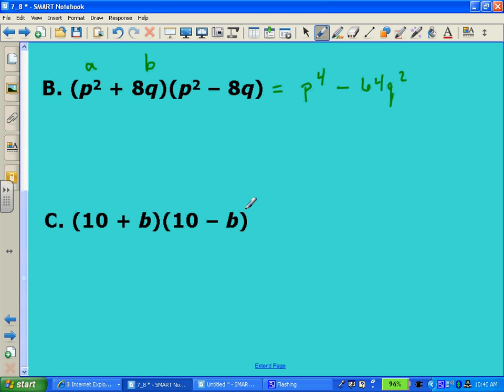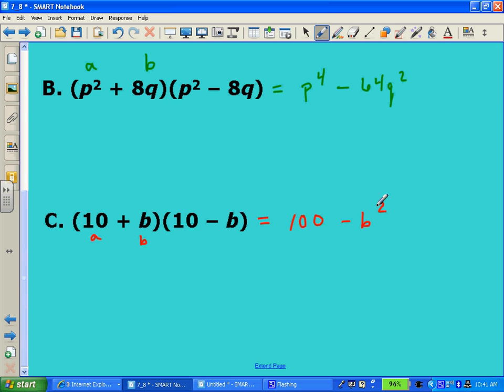And just one more. And again, I just want to emphasize that it has to be the exact same binomial with a plus and a minus. Okay, I can't just see a plus and a minus and do this. It has to be the exact same binomial. So again, I see that it's the same binomial with a plus and a minus. So I identify a and b. A squared is 100, and b squared is b squared in this one.